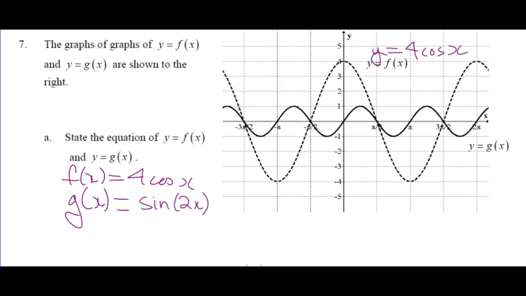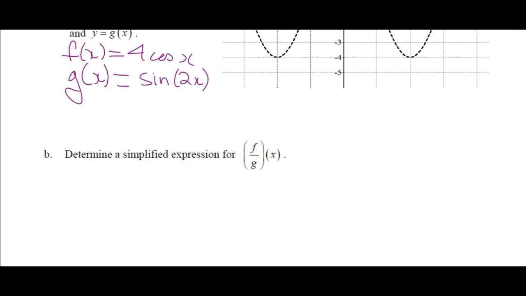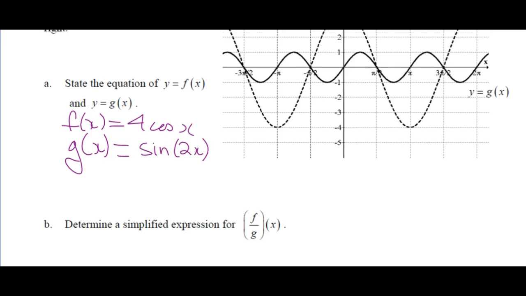Given a choice, we could write this as a cosine, but why? Given a choice, if I can write it with no phase shift, I'm going to write it with no phase shift, right? So this is an unshifted cosine. This is an unshifted sine. Okay, and if it's unshifted, C is 0, then you just do your ABDs. Determine a simplified expression for f of x over g of x.